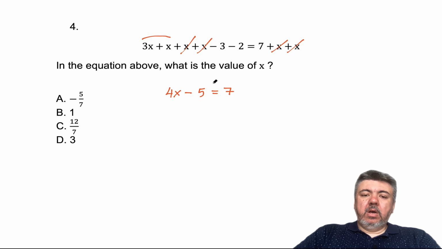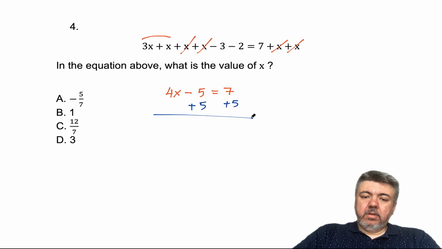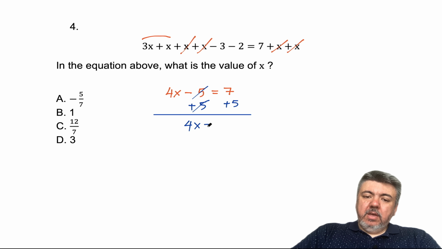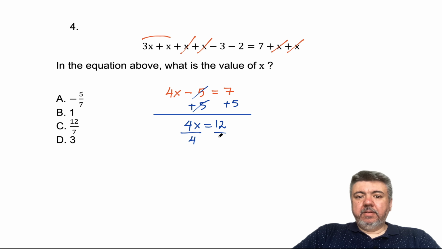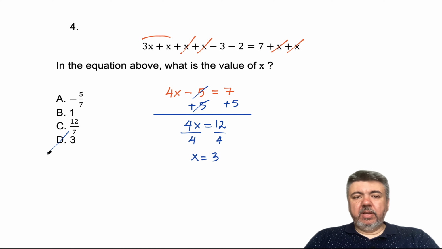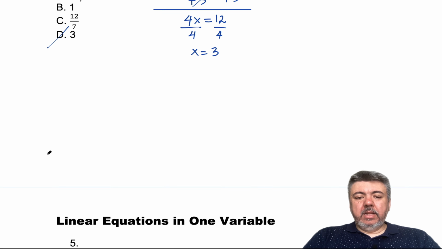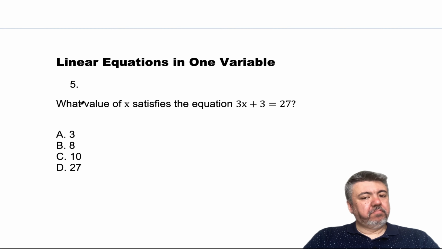Now solve for x, so add 5 both sides. So it will be like 4x on the left and 12 on the right. And divide by 4, right? It's going to be x equals 3. So the answer is D. Okay, it's going well. Let's see next question.